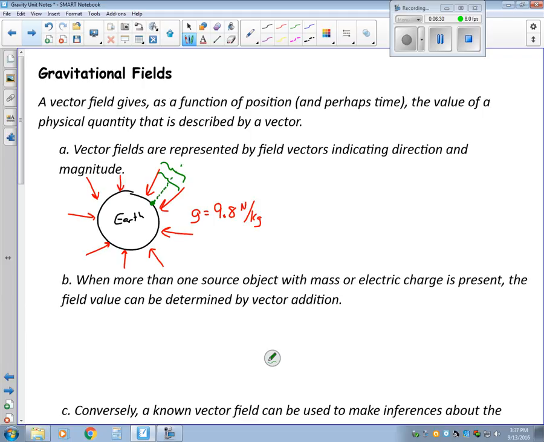As you get farther and farther away, it becomes less than 9.8. And it turns out that it's actually the same relationship as gravity. It's an inverse square law.